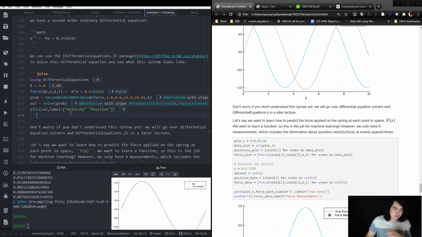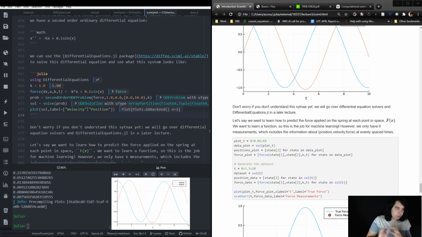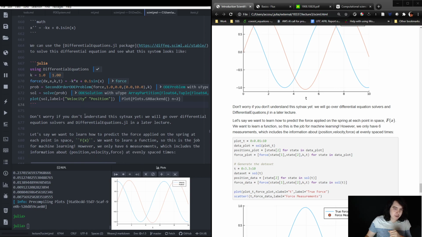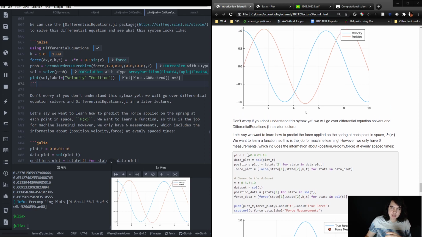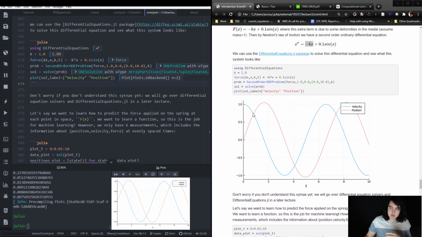If you don't know this differential equation solving syntax, don't worry, we'll be going over it in one of these future lectures. So now let's look at what the force is as we go through the solution, right? What the solution shows is that this blue curve is the velocity over time, this orange curve is the position over time, but what we want to learn is the force. So I want to plot the force, and I want to plot our data. Let's say we took measurements at every third interval through time.